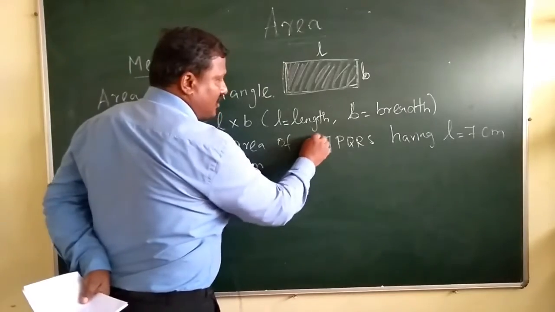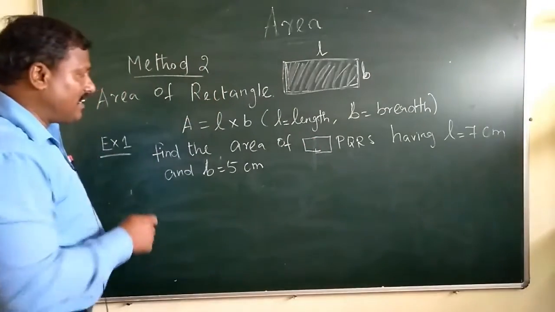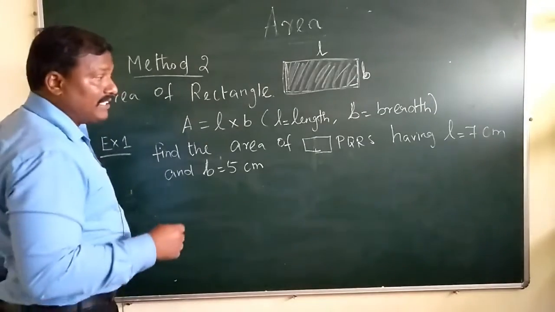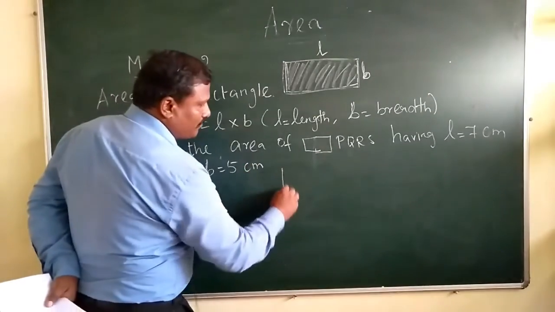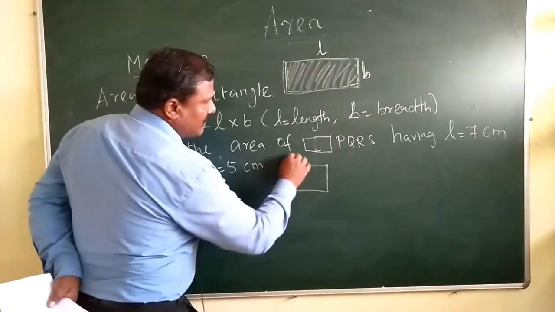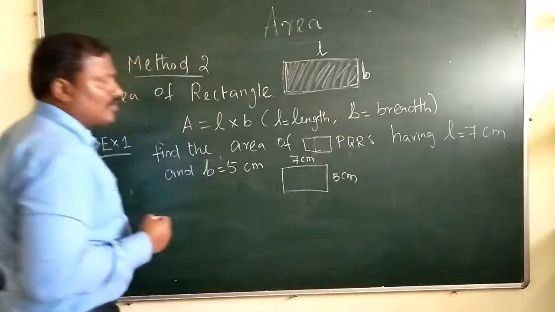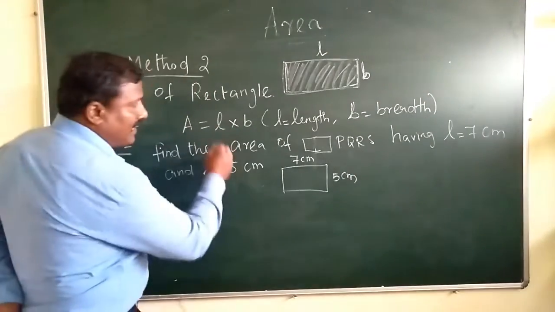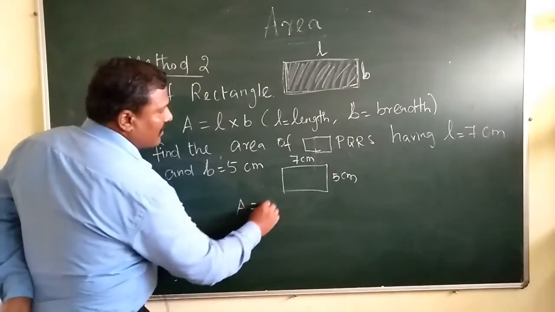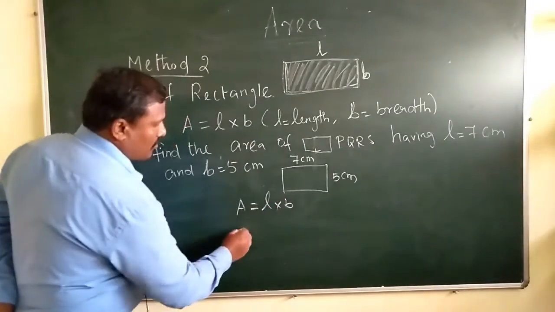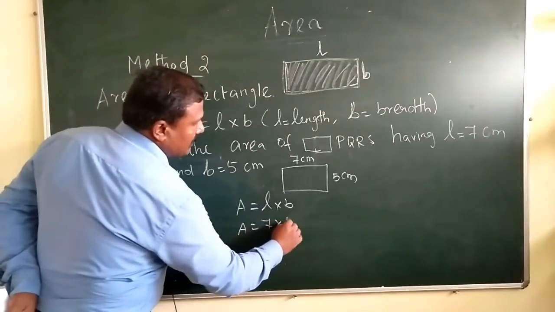It's a rectangle shape having length L equal to 7 centimeter and breadth equal to 5 centimeter. So we have to draw a rough diagram of the given measurements. Assume length 7 centimeter, breadth 5 centimeter. We use the formula for the area of a rectangle: A equals L into B. So A equals length 7 multiplied by breadth 5.